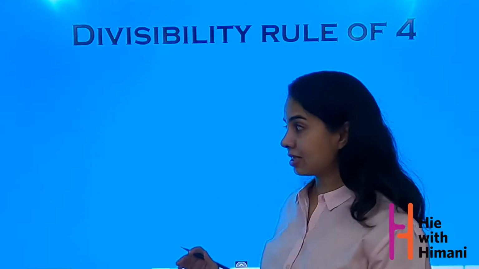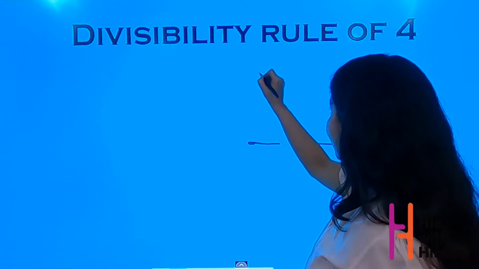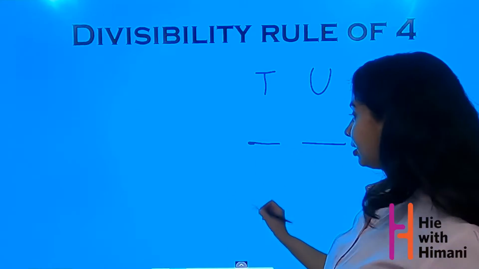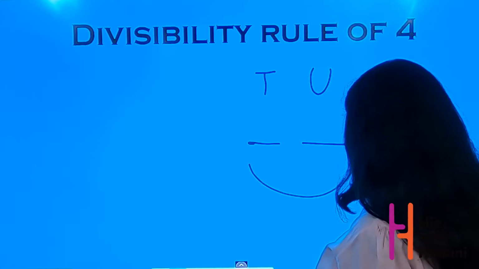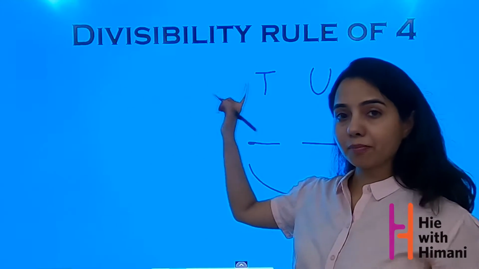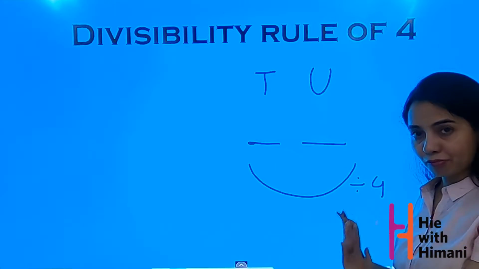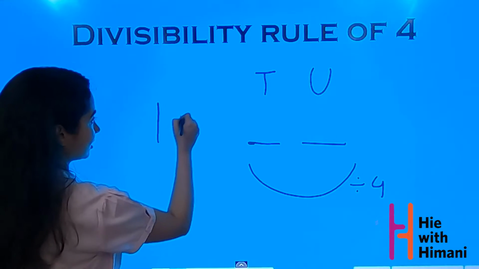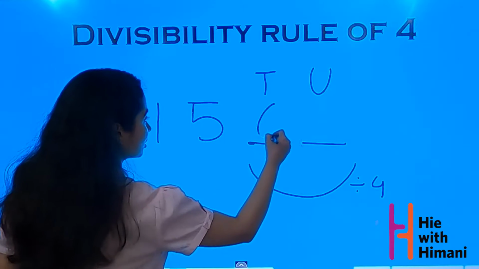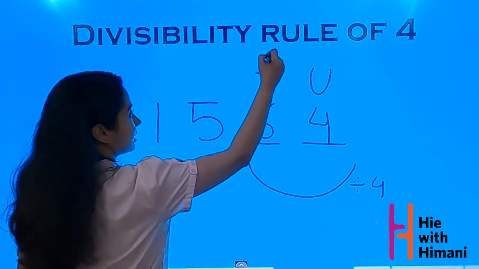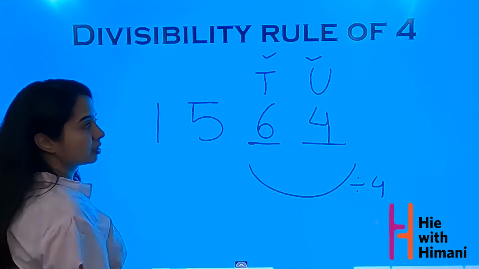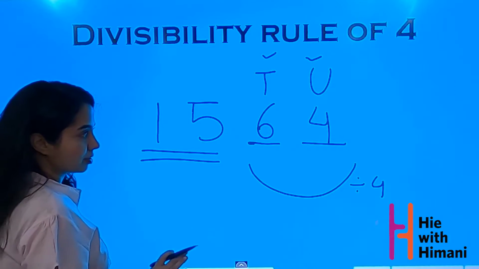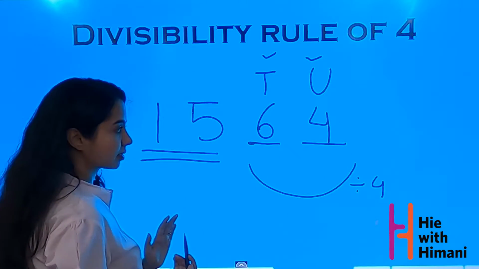In this, we have to see that if the tens and the units place of a number, together, are divisible by 4, then the entire number will be divisible by 4. So can we learn it through an example? Suppose the number is like this, 1564. We just have to check the tens and the units place to check the divisibility rule of 4. We are not concerned with the other digits at all, whatever they are. We just have to check the tens and the units.